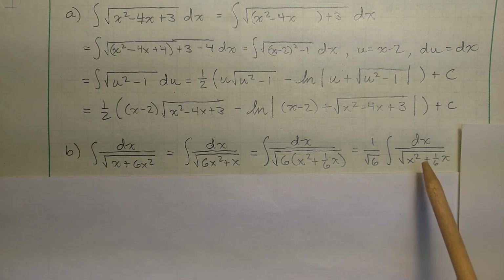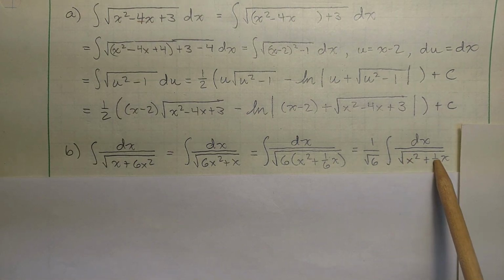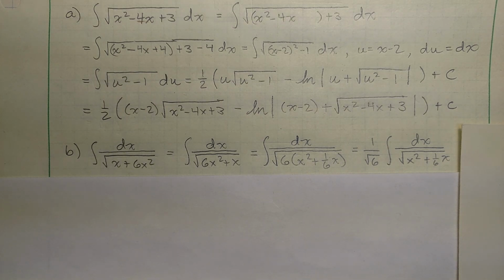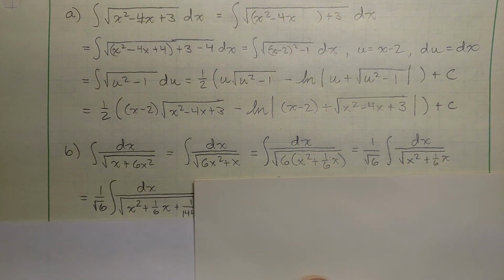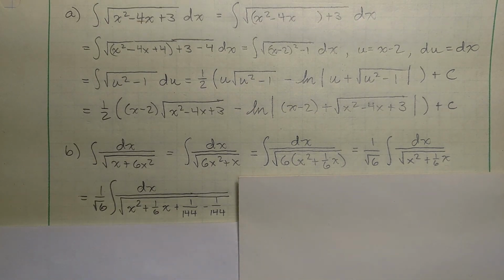And now with this one, I can go ahead and do my completing the square magic. So I'm going to take half of 1/6. Half of 1/6 is 1/12. 1/12 plus 1/12 is 1/6. And I will square the 1/12 and get 1 over 144. So I am going to write this as the following. Notice when I add the 144, this becomes a perfect square here.